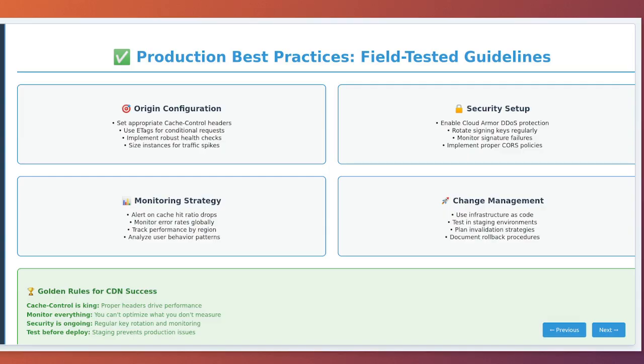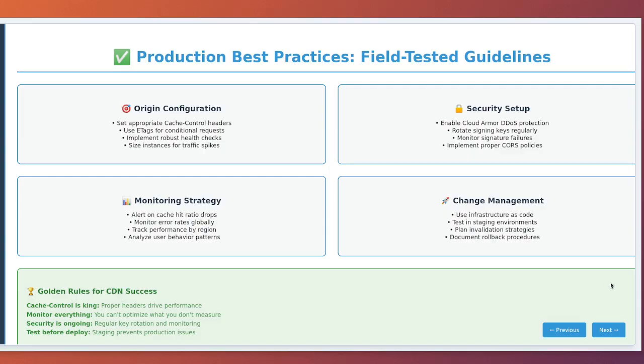Change management processes prevent configuration drift and enable quick rollbacks. Use infrastructure as code for CDN configuration. Test changes in staging environments that mirror production. Plan invalidation strategies for deployments to ensure cache consistency.